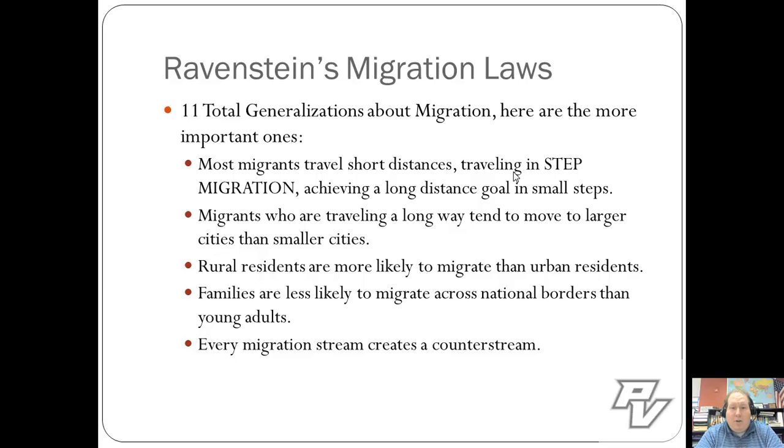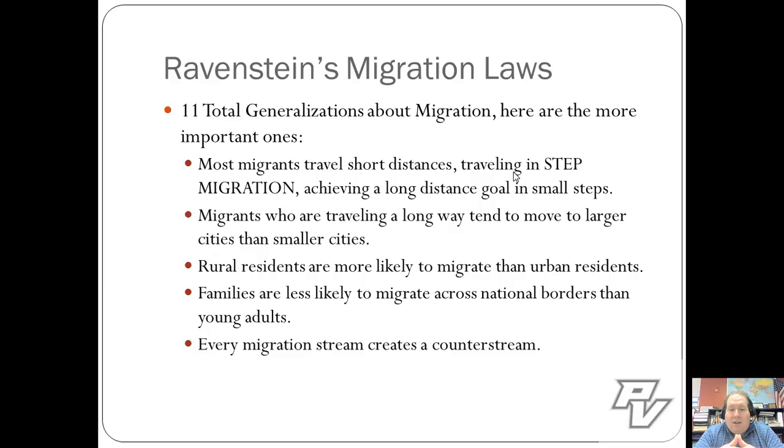Most migrants will travel a short distance, going in step migration, trying to achieve a long-distance goal in small steps. Another one, migrants who are traveling a long way tend to move to larger cities than smaller cities. When a person immigrates to the United States, you're more likely to find them in a large city, at least for the first generation. The second generation beyond might find their way outside of the city.